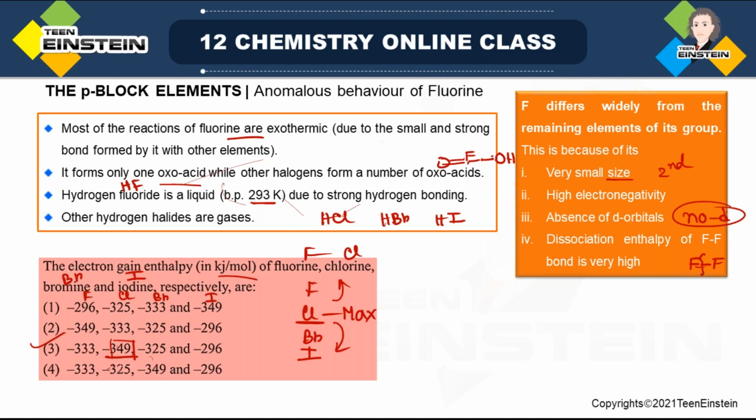And after that, the next higher value is fluorine, then bromine and iodine. That means maximum is for chlorine, then fluorine, bromine and iodine. Okay, is there any doubt?